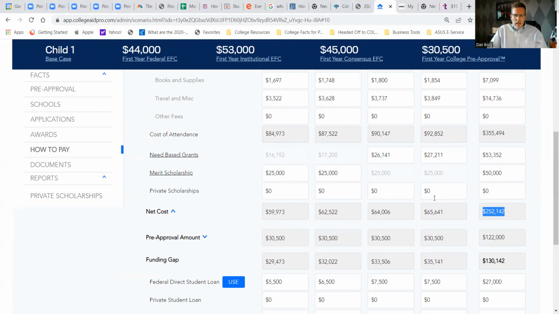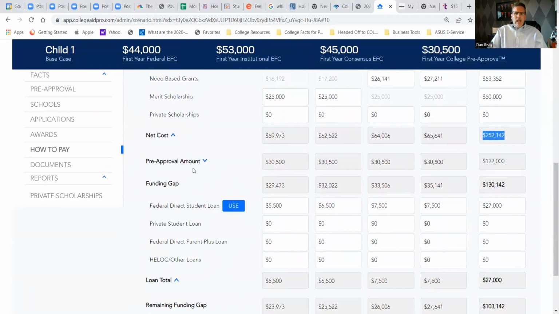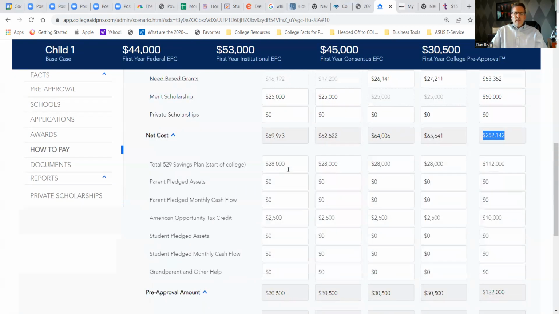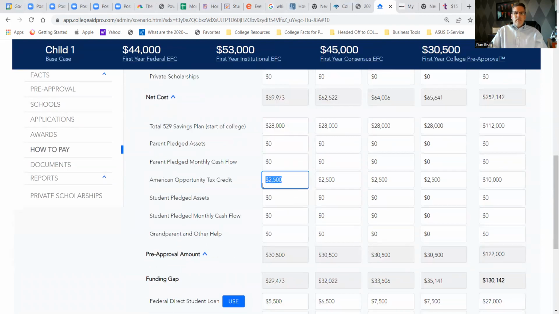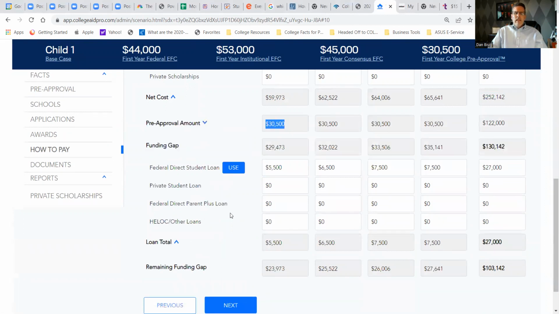Now, how are we going to pay that? Well, we've already said that there's this pre-approval amount, which we've talked about, the 529 plan money, and also the American Opportunity Tax Credit adds up to $30,500. So let me shrink that back down again. So if we take the net cost minus the pre-approval amount, now we have a funding gap that exists. And then we have to decide how we're going to cover that gap.